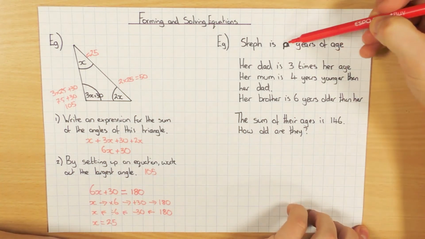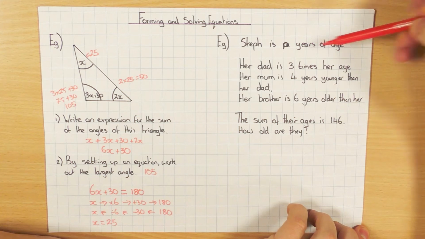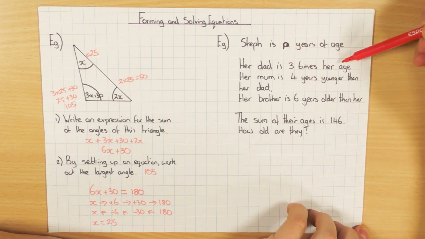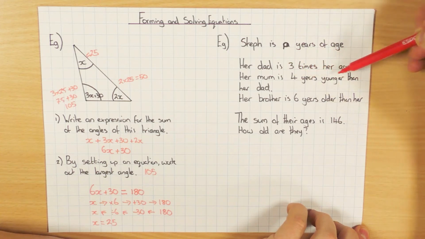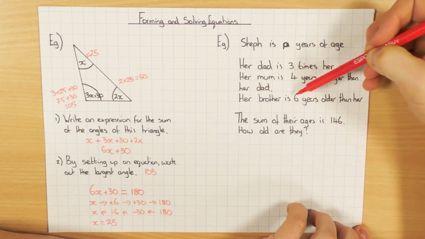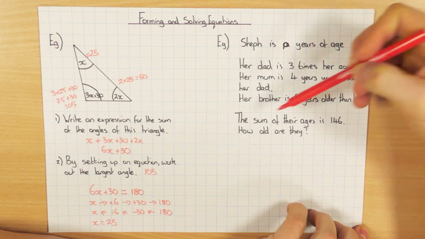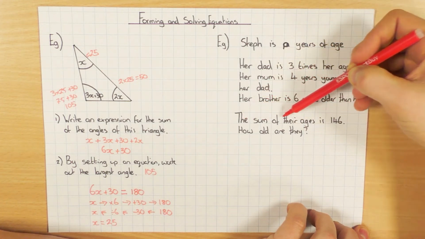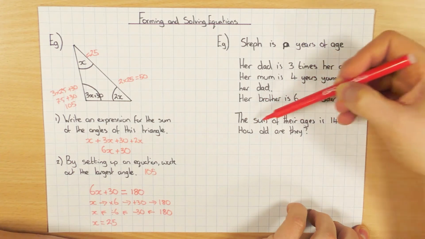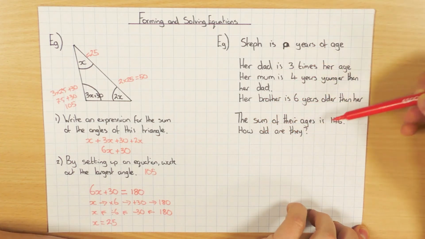So, Steph is P years of age. Her dad is 3 times her age. Her mum is 4 years younger than her dad. Her brother is 6 years older than her. The sum, so again, if I add all their ages up, the sum of their ages is 146. How old are they? Now, there's lots going on here.